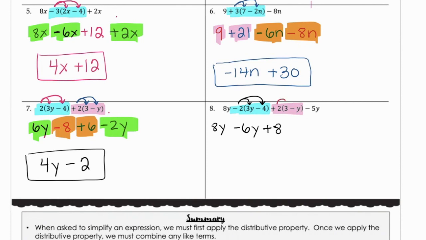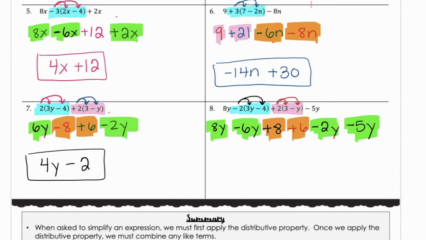Distribute the positive 2 to the 3, giving me a positive 6. Positive 2 times negative y, negative 2y. Drop down that negative 5y. And at this point, there's a lot of like terms, so let's identify them. And then we have my constants. So let's write our answer with the variable first. So we have 8 minus 6 gives us 2. 2 minus 2 gives us 0. And 0 minus 5 gives us negative 5. So negative 5y. And if I add 8 plus 6, I get positive 14. And there is my final answer.